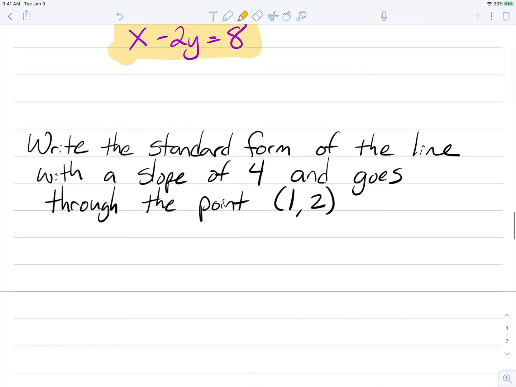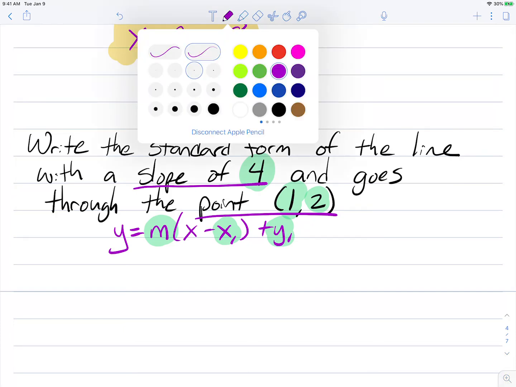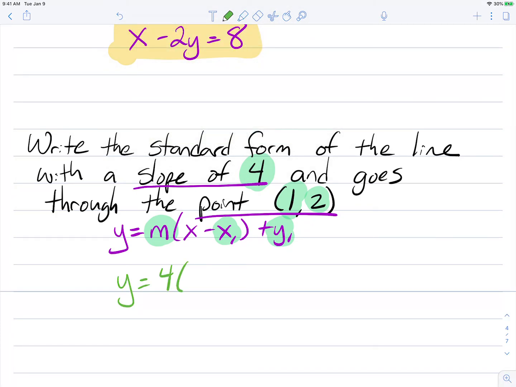Okay, write the standard form of a line with a slope of 4 that goes through the point (1, 2). Let's look at what information we have. We're given the slope and we're given a point. That means our point-slope form, which is y equals m times x minus x sub 1 plus y sub 1, is going to be the most useful. So I'm going to put my 4 where m is, and I'm going to put my x and y values where the x sub 1 and y sub 1 are. So I'm going to have y equals 4 times the quantity x minus 1, that's the x value, plus 2, which is the y value.